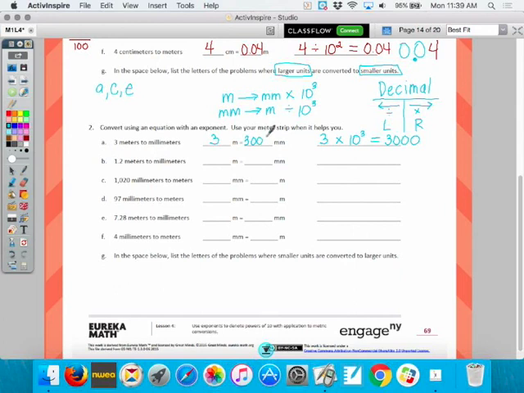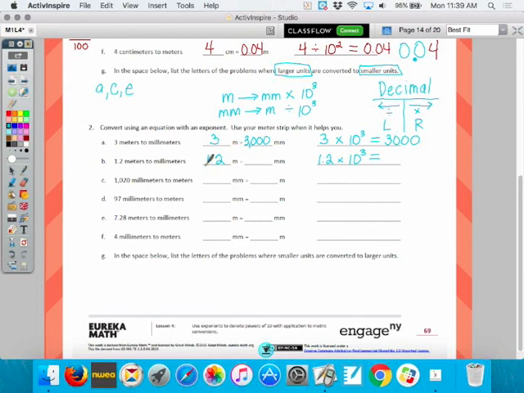Okay. So now, let's look at it again. 1.2 meters, and I'm going to millimeters. Now I want to say something for you, okay? 1 whole, which is right here, times 1,000. What's 1 times 1,000? 1,000. So my answer is going to be in the thousands place.